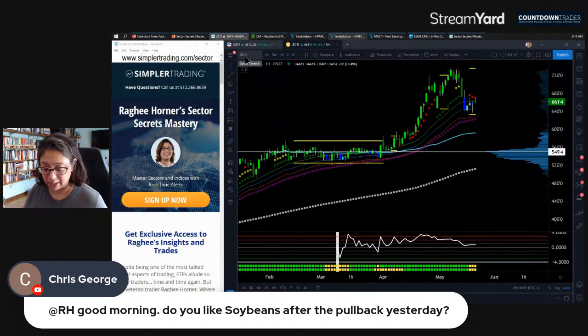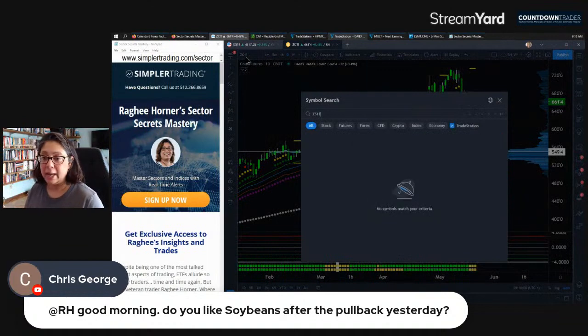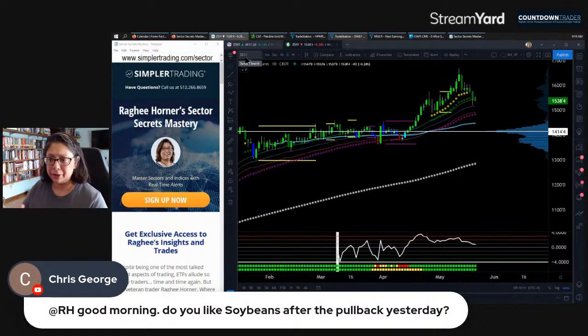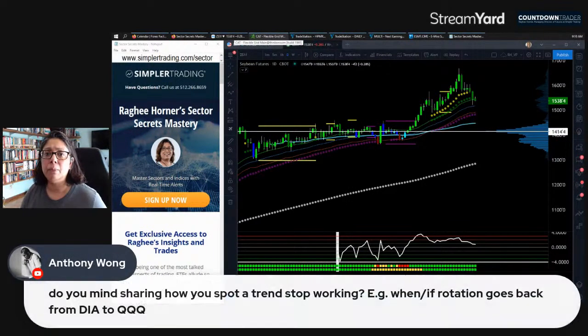The structure, frankly, is actually better than even corn. And now that it has pulled back, you'll see it's still a little weak. So there's still an opportunity to pick this up somewhere between probably 1540 and 1535. So I do like it. Yes, absolutely.